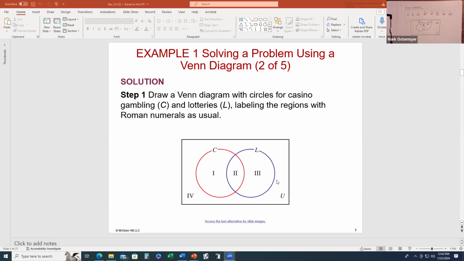Is this making sense so far? Yeah, what does the C and the L stand for? What's that now? Oh, the C stands for casinos, L stands for lotteries. Okay. Yeah. And U is the universe.